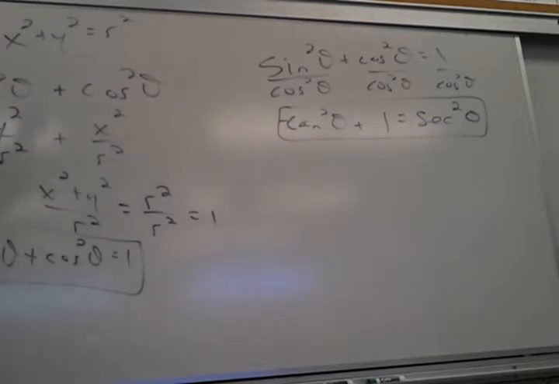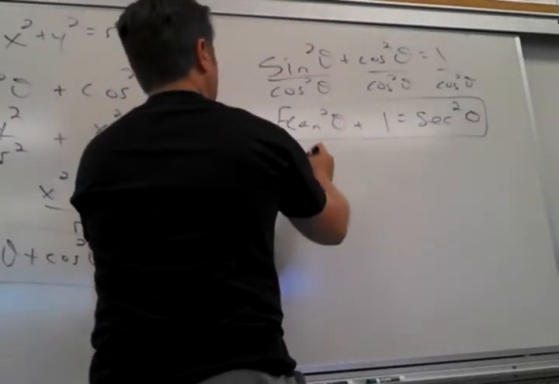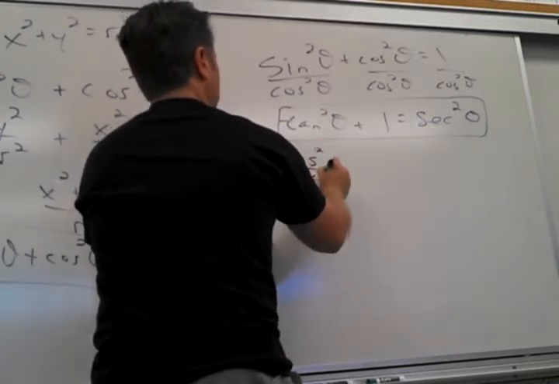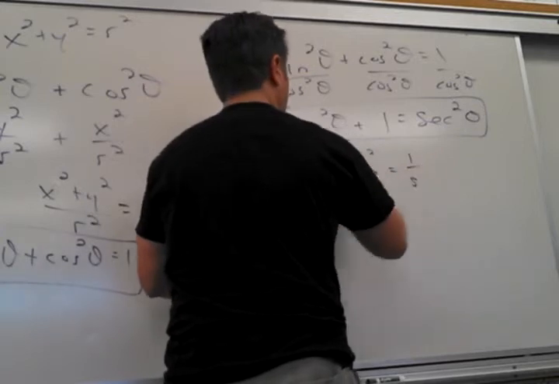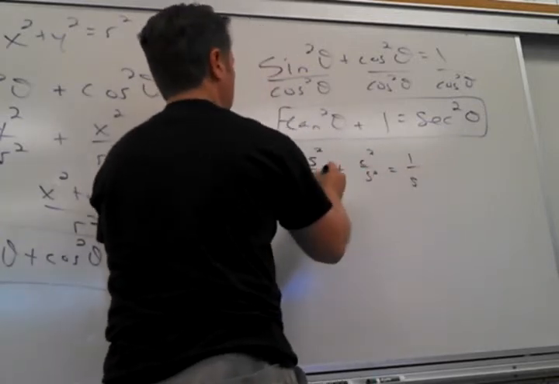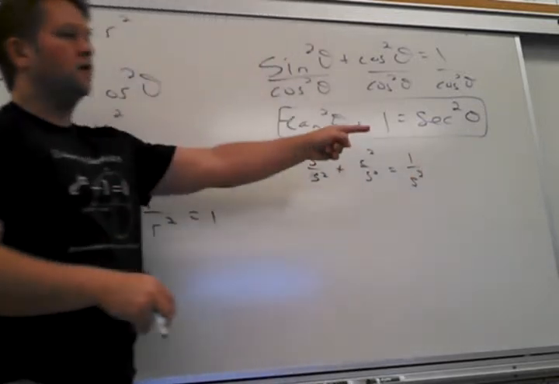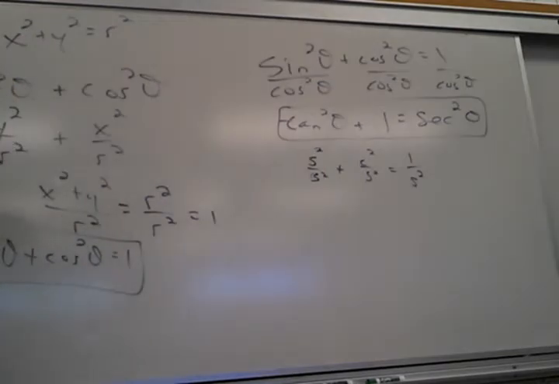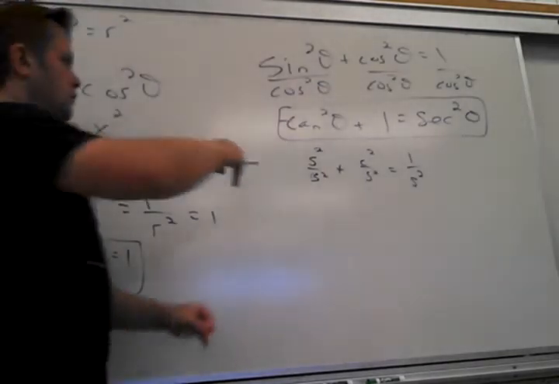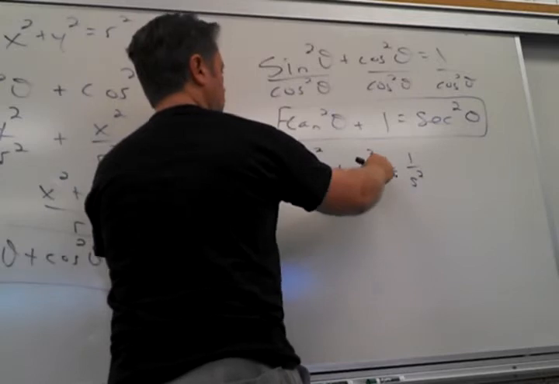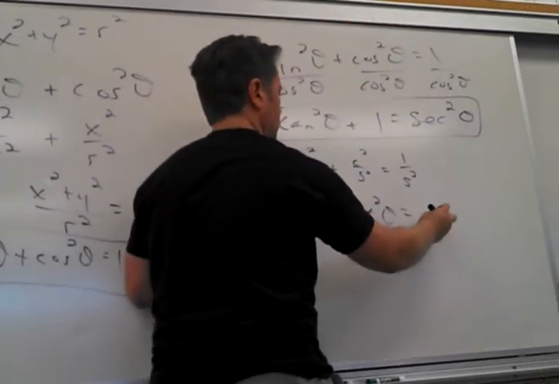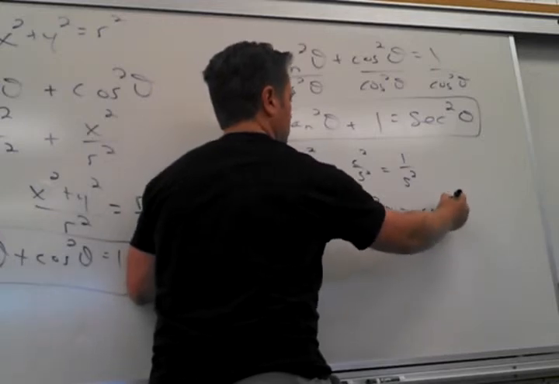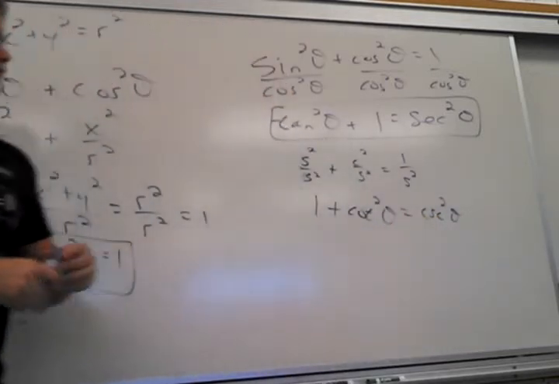Divide by sine squared, right? So if I divide by sine squared, I get sine squared over sine squared plus cosine squared over sine squared equals 1 over sine squared. There's a little convention that we use sometimes, S for sine theta. So this will be 1 plus, what's cosine over sine? Cotangent squared equals cosecant squared.